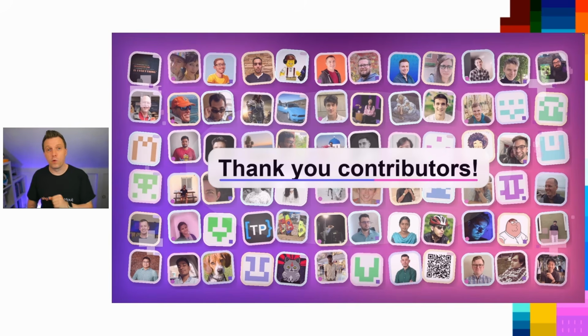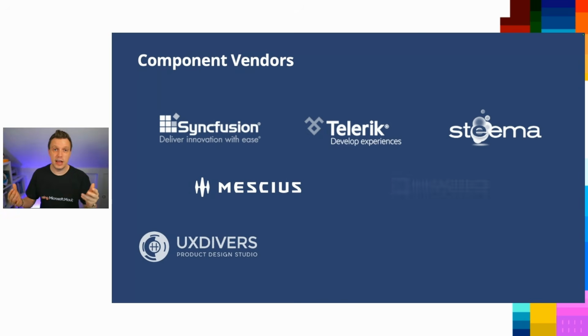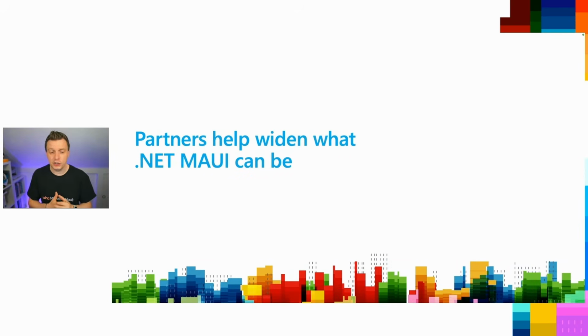Then we have, of course, our partners, our component vendors, right? All of the friends that build on top of .NET MAUI with their own controls, with their own little ecosystem, with tooling. So of course, go check those out if you have a favorite from maybe another part of the ecosystem in .NET. These are the names that you want to check out if you want some pre-built, really amazing things. Speaking of which, the partners that we have really help where .NET MAUI can go.